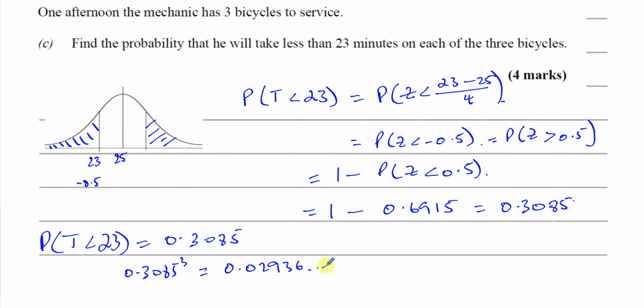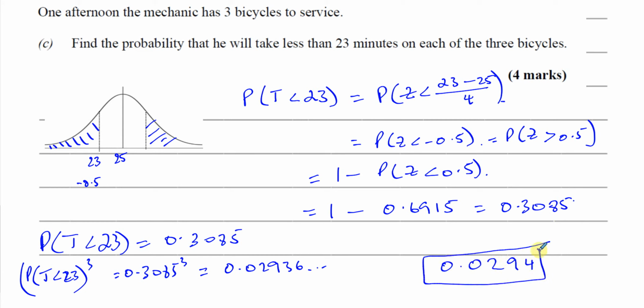So that is the probability that we need, the probability that he takes less than 23 minutes. Basically, you have to cube that, 3 times one after the other. That gives us the answer of 0.0294 to 3 significant figures. And there we have the answer.